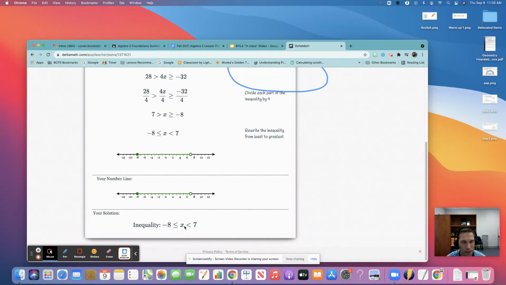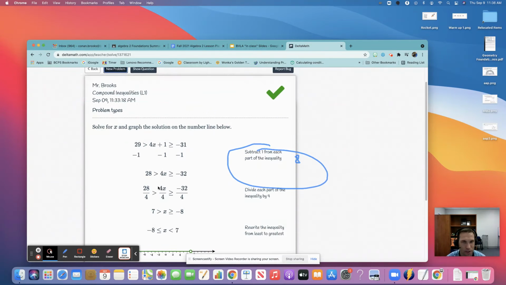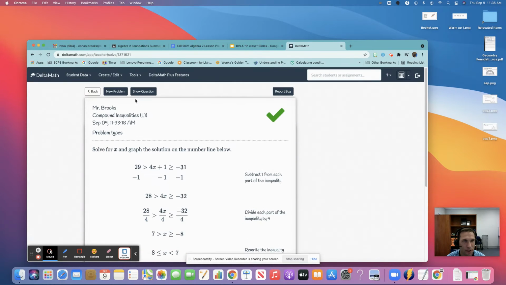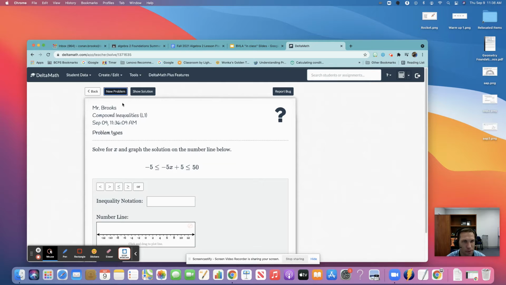See how the alligator mouth's open to the right? Typically, that's the way you write it. Okay. Clear that selection, get back on my mouse. Let's find a new problem. There's another one.